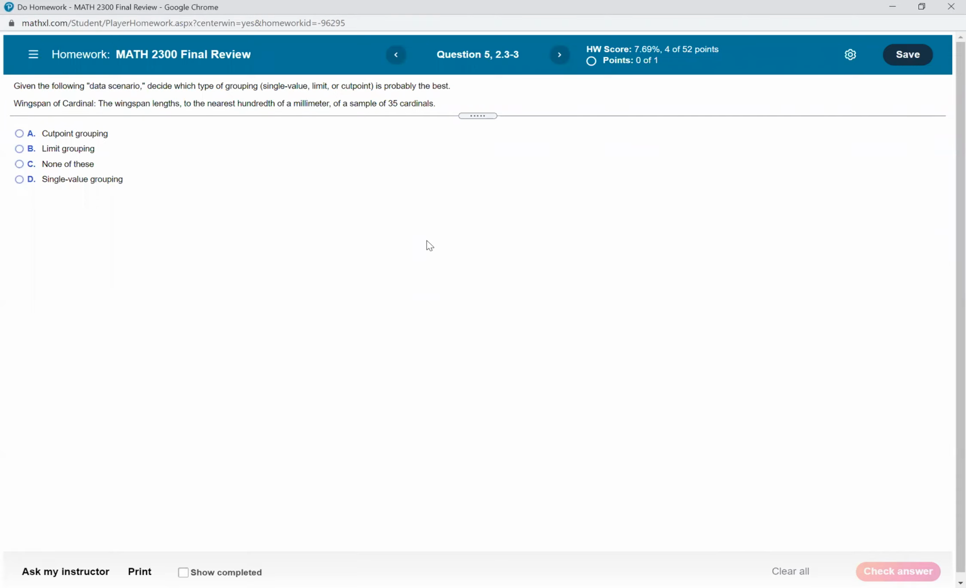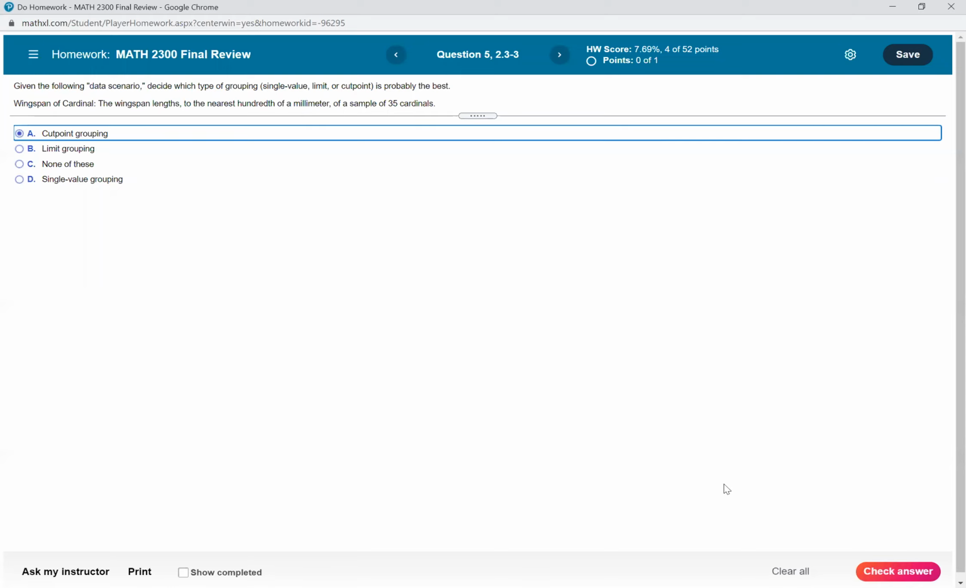Now you need to determine whether the data is continuous or discrete. Here our variable is the wingspan length to the nearest hundredth. So this is continuous data, right? For continuous data, we use cut point grouping. So that means the answer should be cut point grouping.